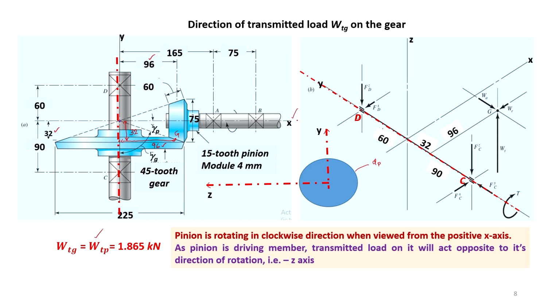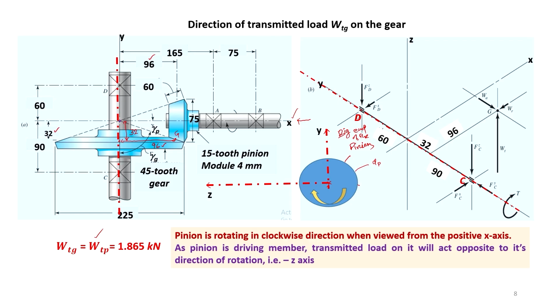When you view the pinion from this end, the big end of the pinion will look like this circle, and its diameter will be dp, and it is rotating in a clockwise direction, when viewed from the positive x-axis.